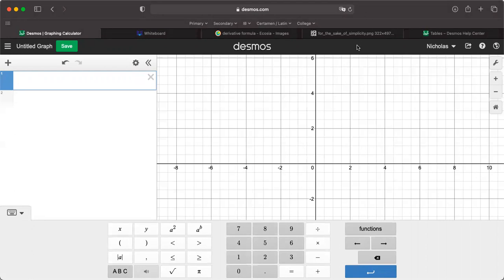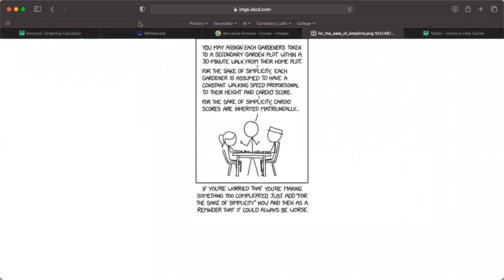Let's see. Here's a fun XKCD cartoon. It's the one from today, and I was like, oh, this will be good. So yeah, I should have said for the sake of simplicity more probably. It's an important aspect.